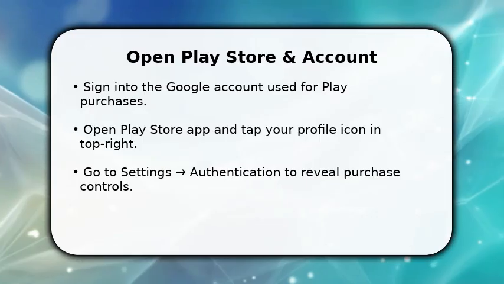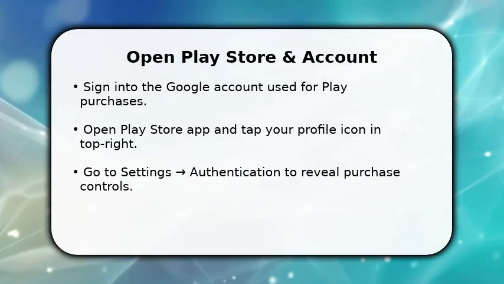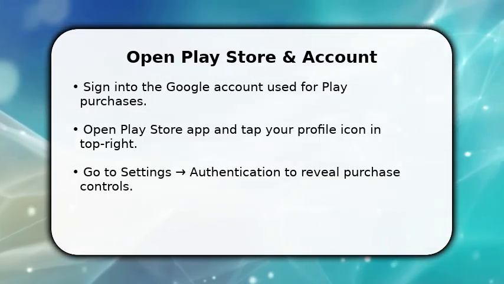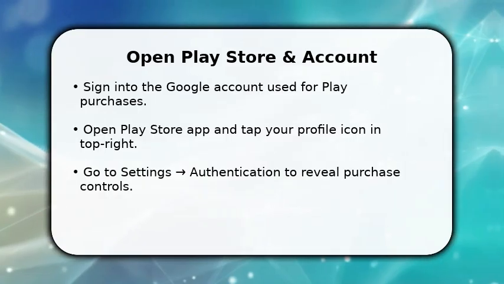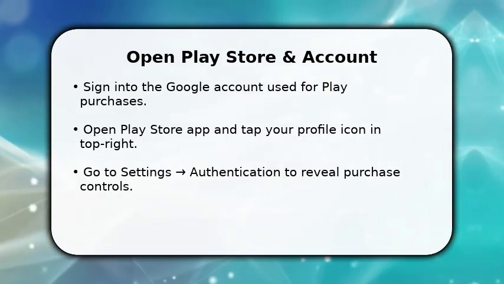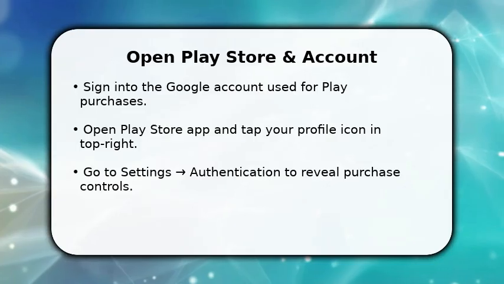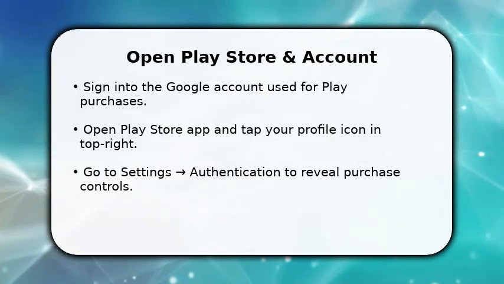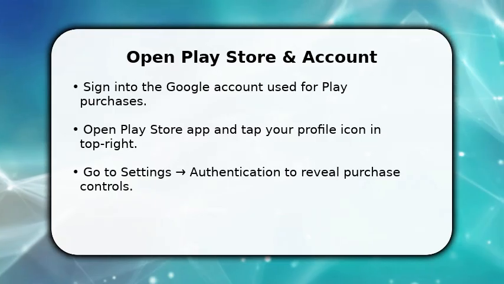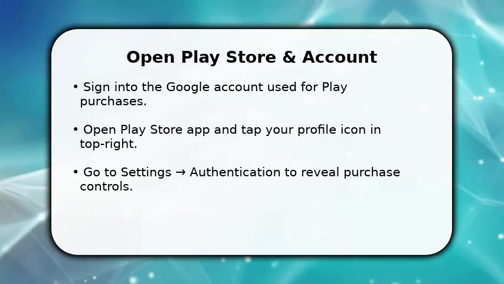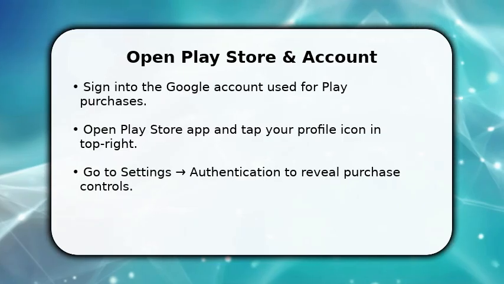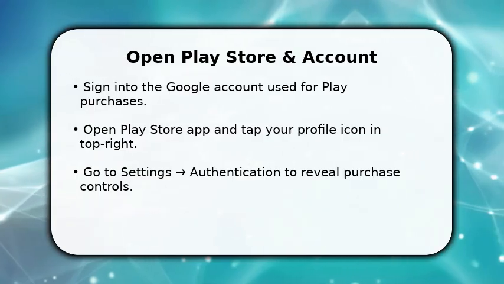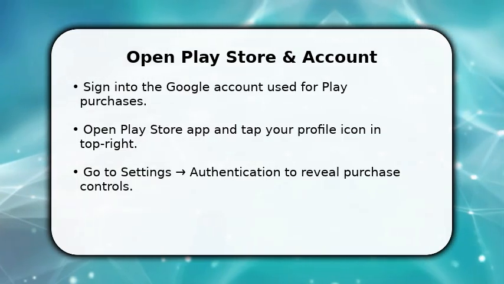You start right inside the Play Store app. Sign into the Google account that controls purchases. Once signed in, tap your profile icon in the top right and open Settings, then head into Authentication or User Controls. Make sure you know your current Google password or device unlock method because the app will ask to verify you. From here, you are ready to change purchase authentication.